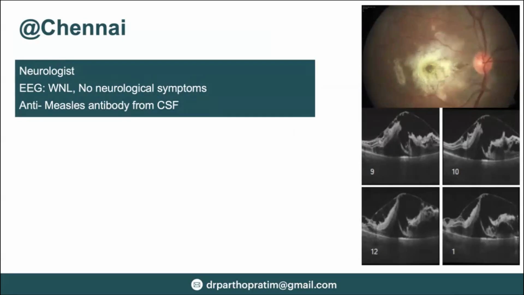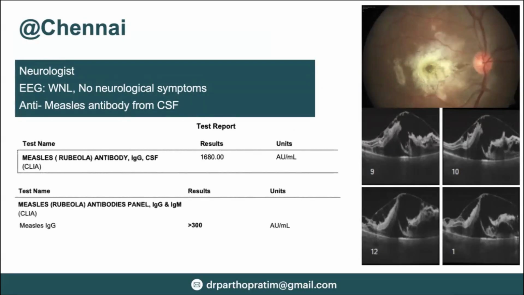And the neurologist was telling that the EEG is normal. There is no neurological symptoms. Why do you want to do that? But somehow I convinced the neurologist, and the CSF tap was done. And you can see that anti-measles antibody was significantly high in this condition. So this is how this kind of diagnosis was made.